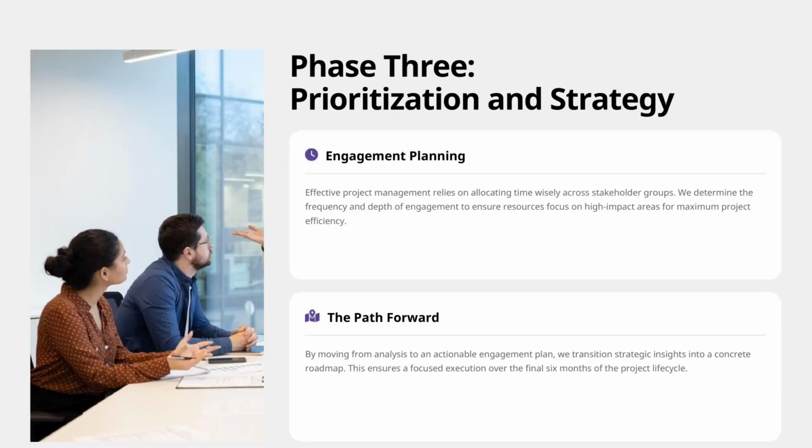Phase 3 moves analysis into prioritization and strategy, deciding how often and how deeply to engage each group. This slide frames engagement planning as a resource allocation exercise, turning insight into a concrete roadmap that focuses efforts on high-impact areas to maximize value and efficiency in the final months of delivery.